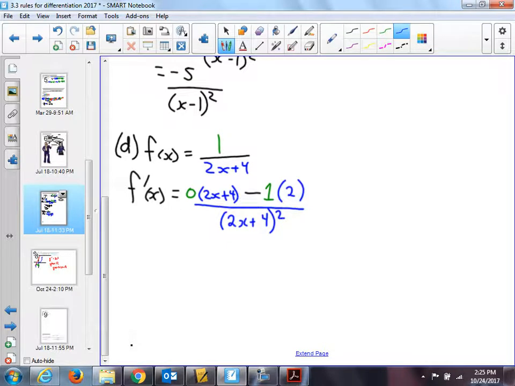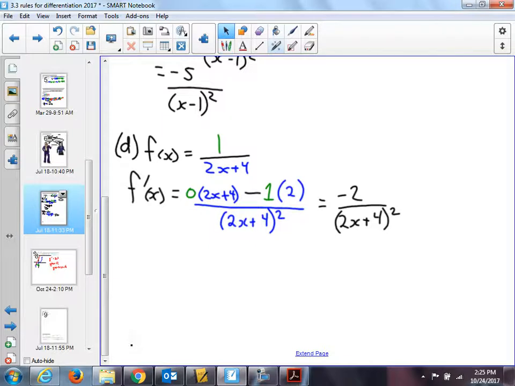Now, you guys all cool with that? Honestly, once you get some practice here, as soon as you see this constant on the top, even if it's 5 or negative 12 or pi squared, it's going to be a derivative of 0. So I would skip directly into minus 2, right? And then you've got it. This is pretty slick, so I'd just say negative 2 over that squared, right?